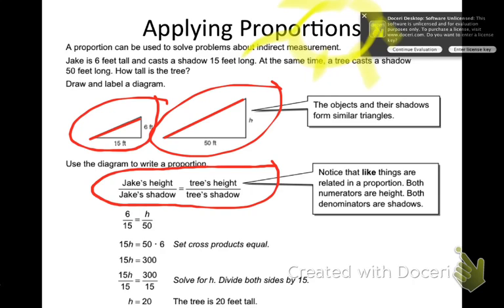Why do I do height over shadow? Because if I look here, it kind of makes my ratios for me. 6 over 15, h over 50. Hey, that's what I have right here. It sets up those proportions in a sense. So I'm always going to go height over shadow of the small one, then height over shadow of the bigger one, and I use proportions to solve. So this is just one way to use indirect measurement.